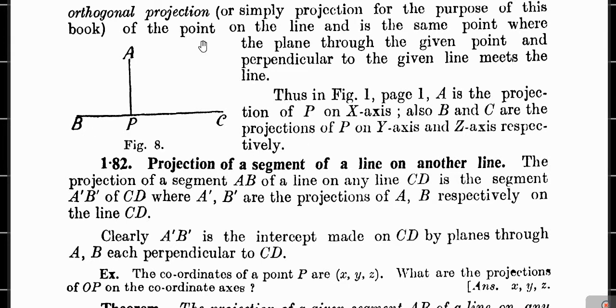Okay, so like such we have defined the projection of a point on a line. Next one, now this projection is the same point. If the projection of point A on the line BC is the point P, then this projection is the same point where the plane through the given point and perpendicular to the given line meets the line. So what does it mean? I will show this by means of a diagram.